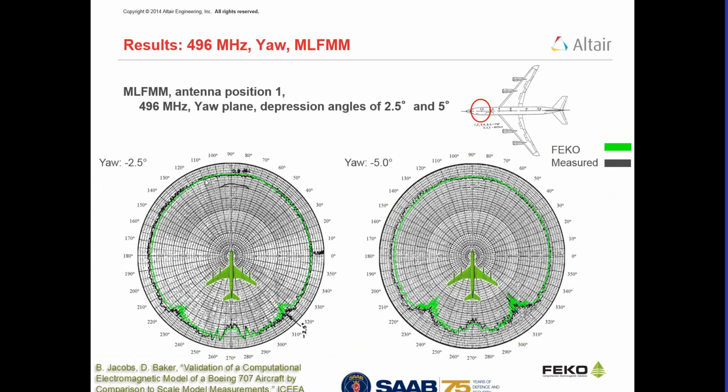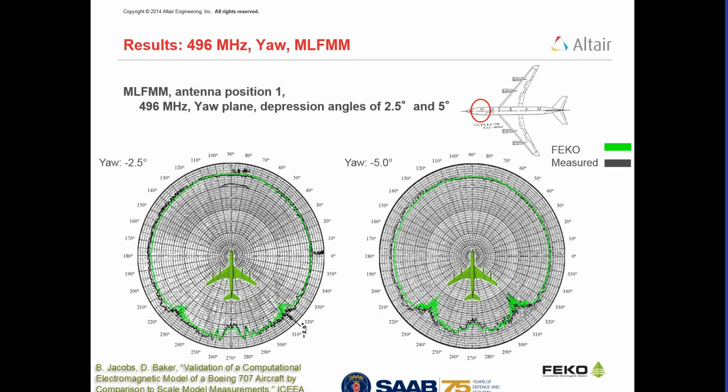You can see that the black line is the measured data, and the green line is the FEKO simulated data. It's quite a good agreement between the two, and even, if you see the 5-degree depression, there are back lobes here on the back side. FEKO seems to predict them quite nicely, which is a validation of how accurately FEKO can do the calculations.